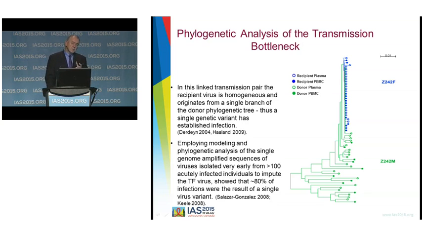Now, it's not always possible to have transmission pairs, and in a really landmark study, Brandon Keele employed modeling and phylogenetic analysis of single genome amplified sequences from viruses isolated very early from greater than 100 acutely infected individuals to impute the transmitted founder virus, and showed in this large group of individuals that 80% of the infections were the result of a single virus variant.